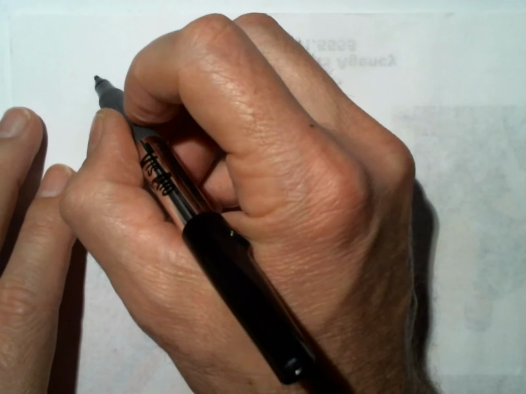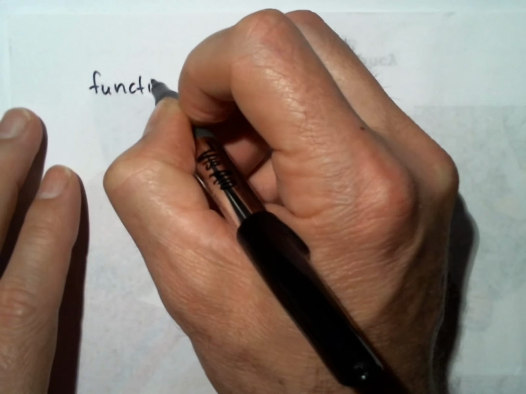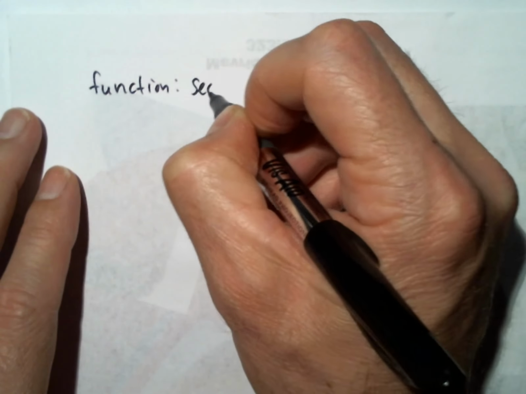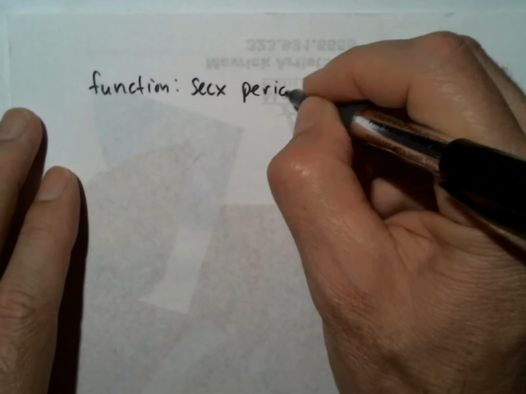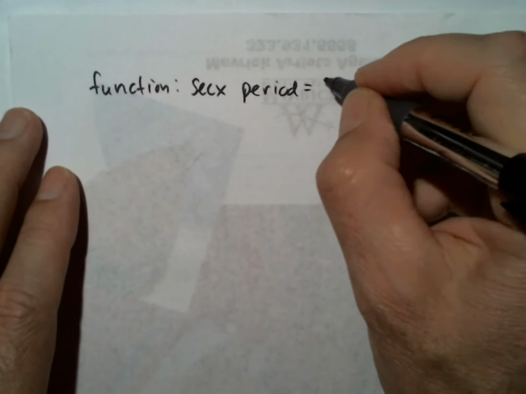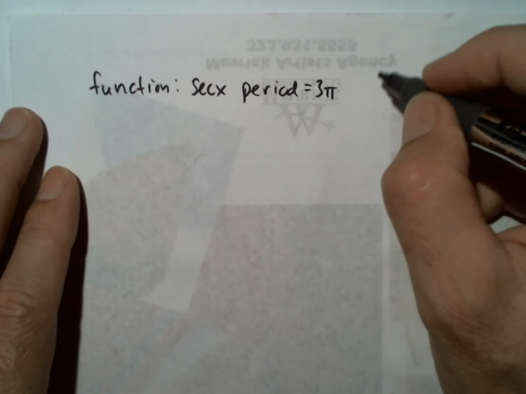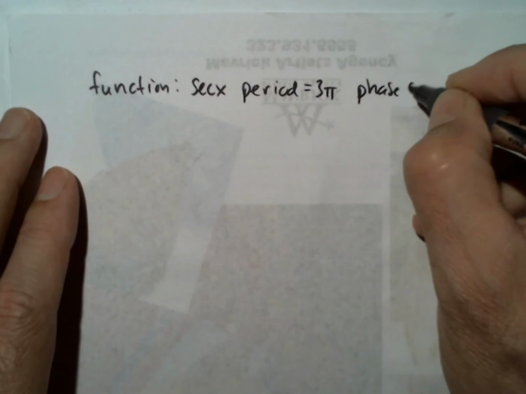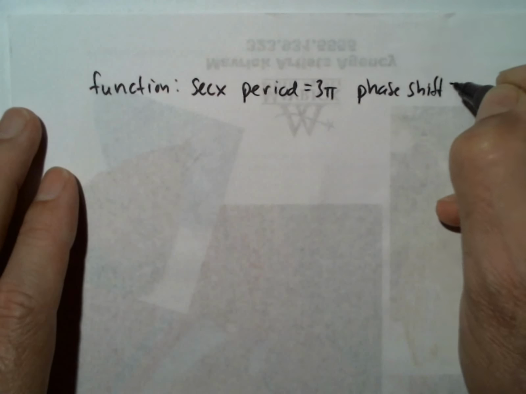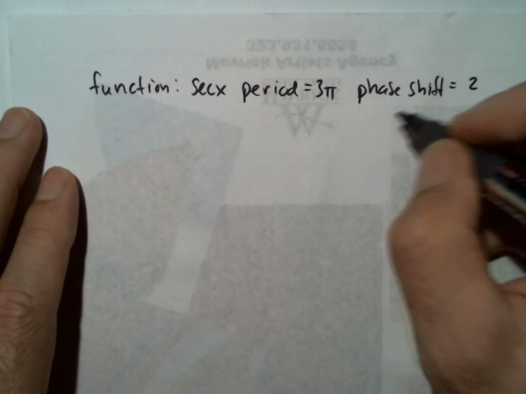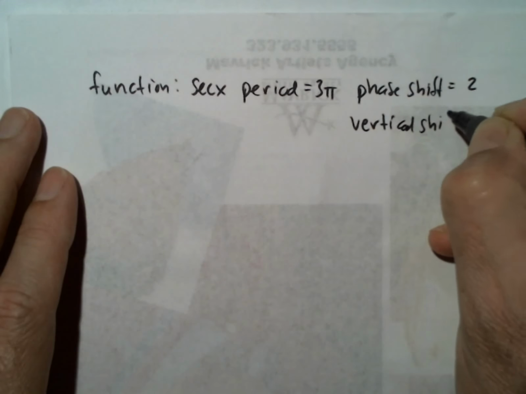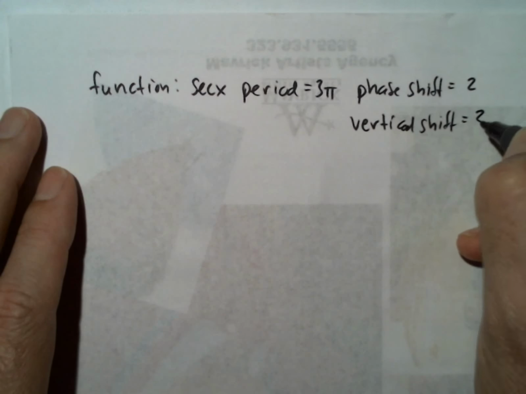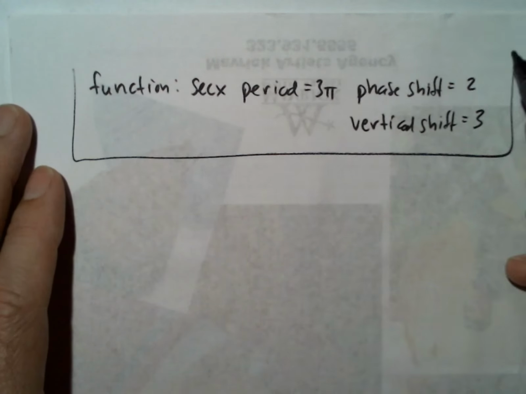Same question, and we'll do the function is secant. The period is 3 pi. Phase shift 2. And vertical shift 3. Pause and try that one.